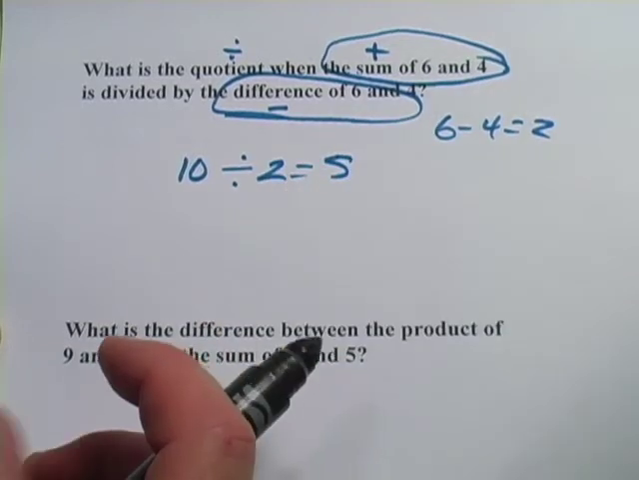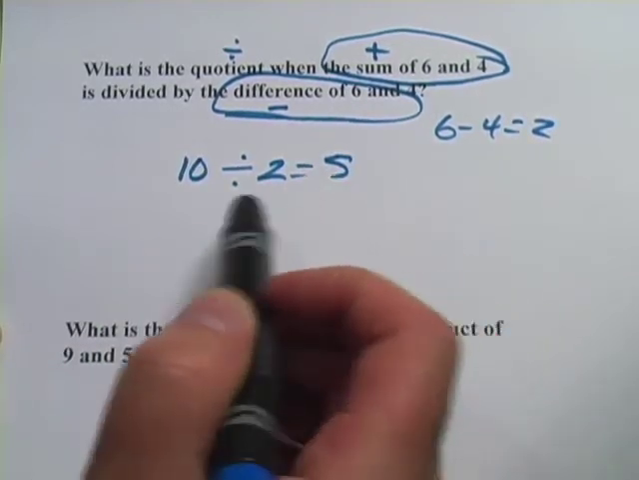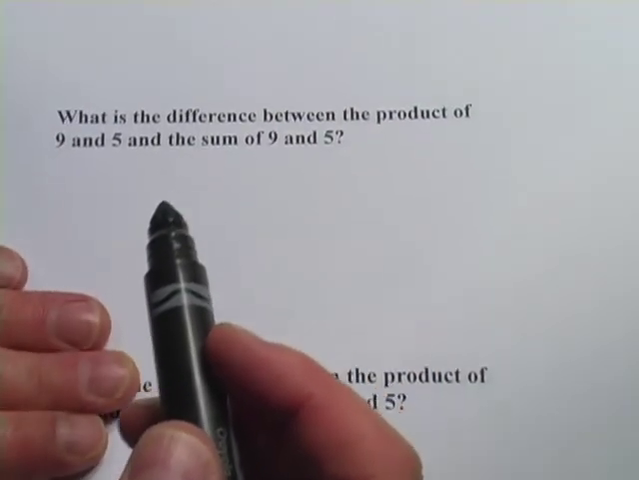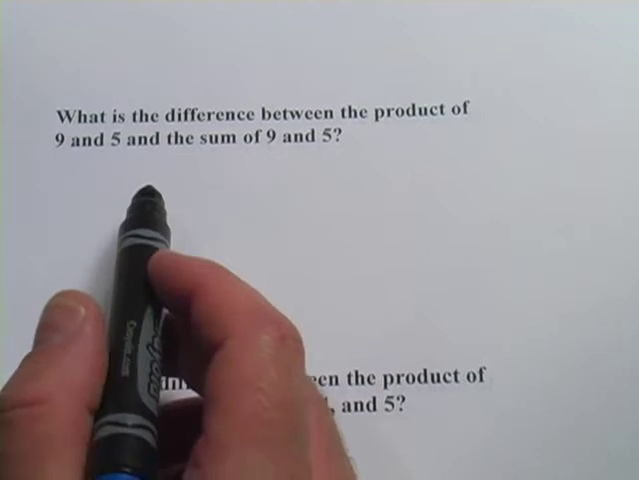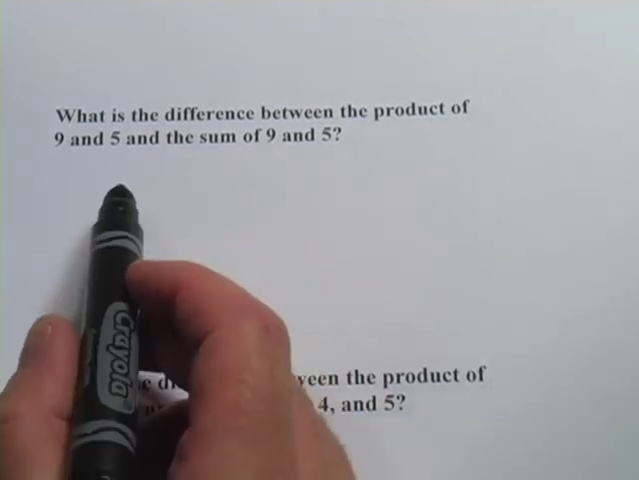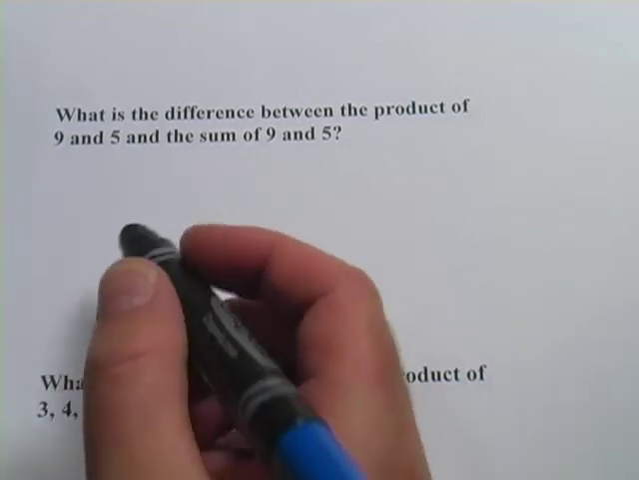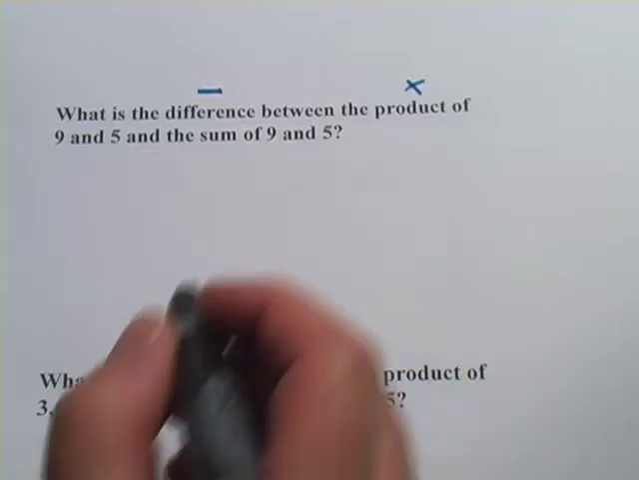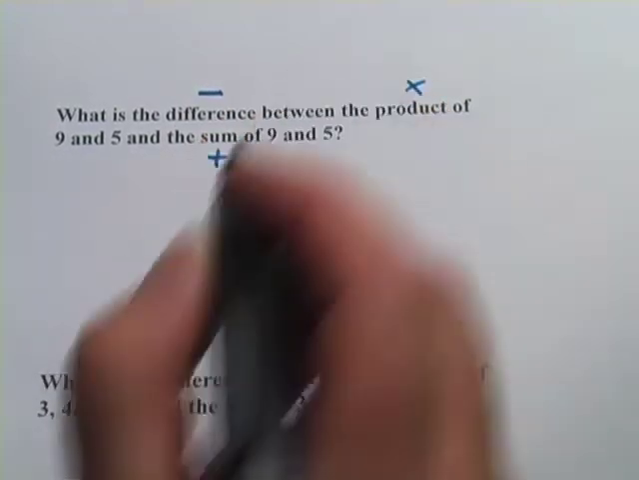And that's our answer. So actually, the math wasn't that hard. It's just figuring out what it actually says. That's what the hard part is. All right, let's try another. It says, what is the difference between the product of 9 and 5 and the sum of 9 and 5? Okay, so difference means subtraction, product means multiplication, and sum means addition.